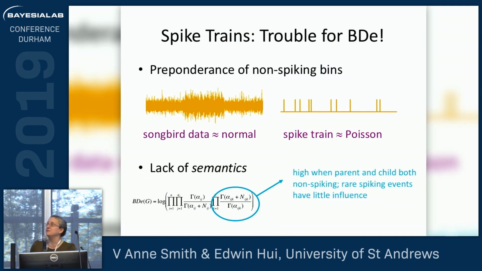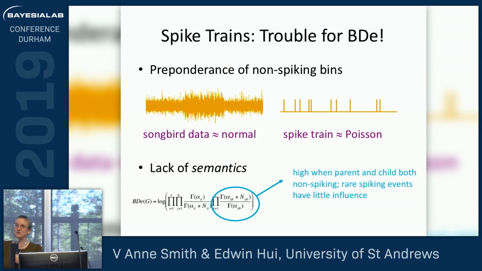Now, continuing to use these, we wanted to apply them to single neurons as opposed to what we had been doing with that songbird, which was just putting an electrode in its brain and measuring kind of several hundred neurons there. But the problem with that was that this data was basically normally distributed, whereas a single neuron is much more sparse. It's more like a Poisson distribution. And in the BDE score we were using, it has a lack of semantics. So basically what was happening is when 2 neurons were quiet, they looked very predictive of each other, and they'd be connected. And that's not what we want.